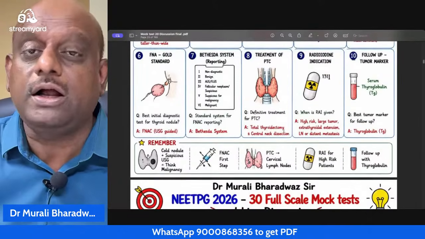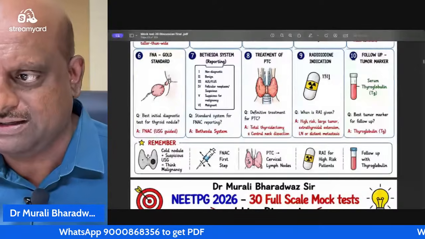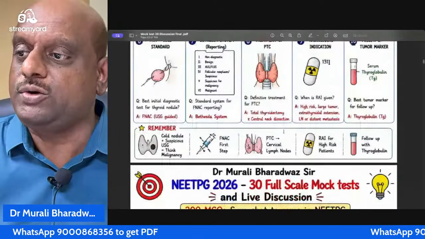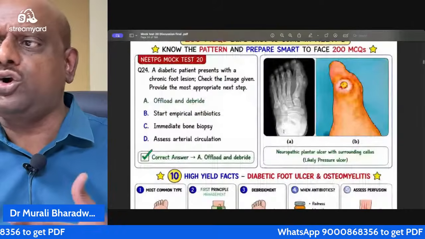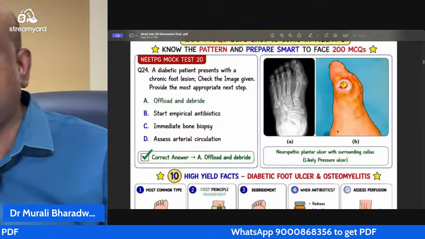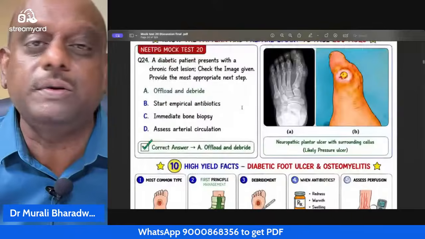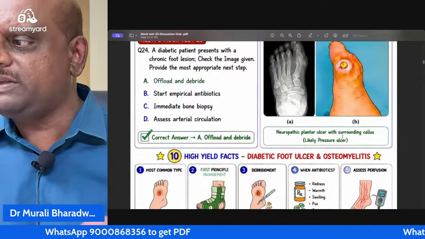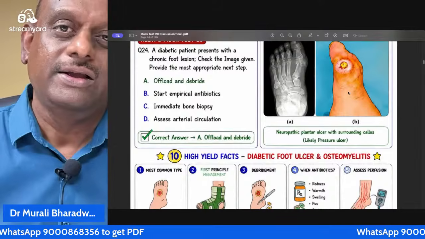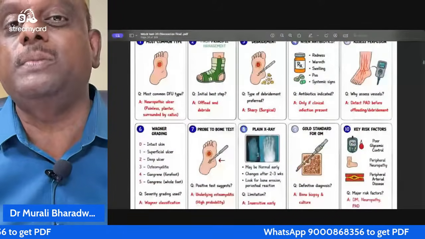And what is the treatment, doctor? We do total thyroidectomy plus or minus central neck dissection, which is considered the management of choice. A diabetic patient presents with a chronic foot lesion, as you are able to see here. So what is the next important step? It is a neuropathic plantar ulcer with surrounding callus. You need to offload it and debride it, which is considered the management of choice.